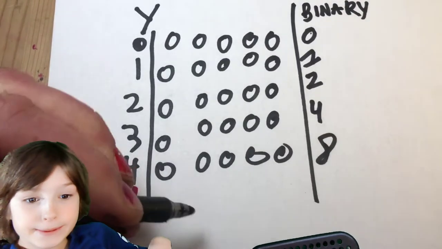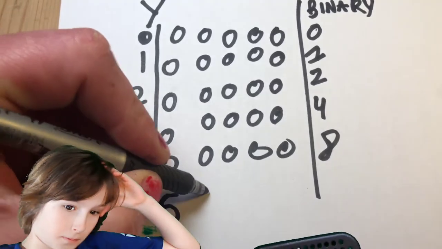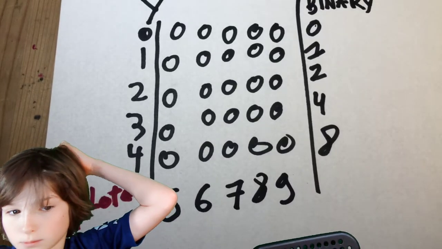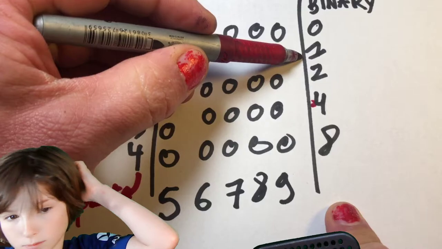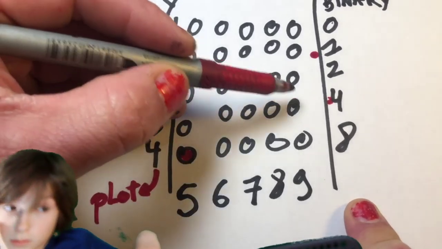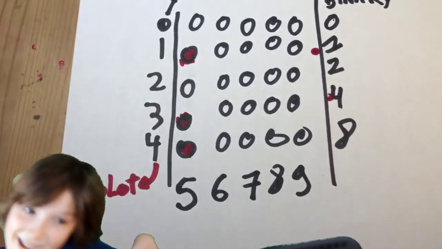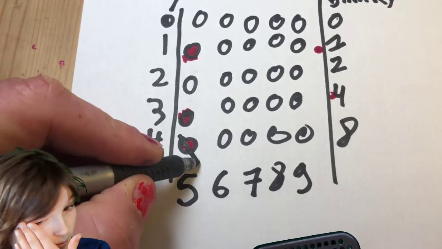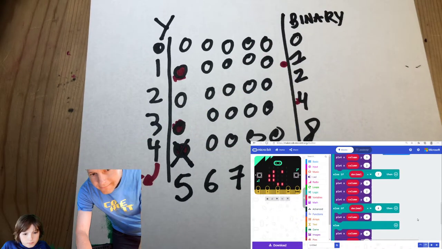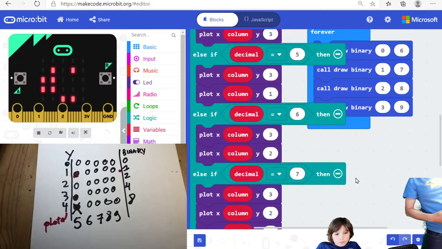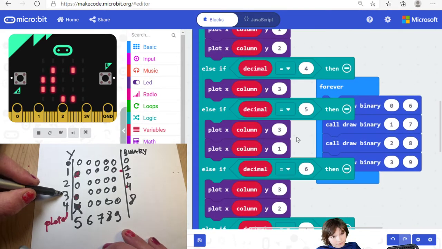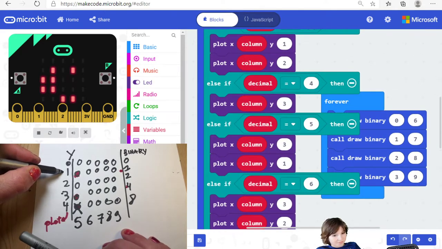So I'm going to do an exercise: 5, 6, 7, 8, 9. So 5 is going to be 4 plus 1. Can you show the code where we do 5? I'm going to double check. We did 3 and 1, because we've got 3 and 1 here.